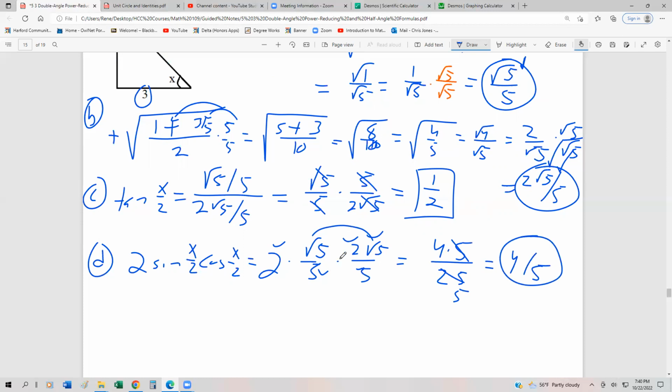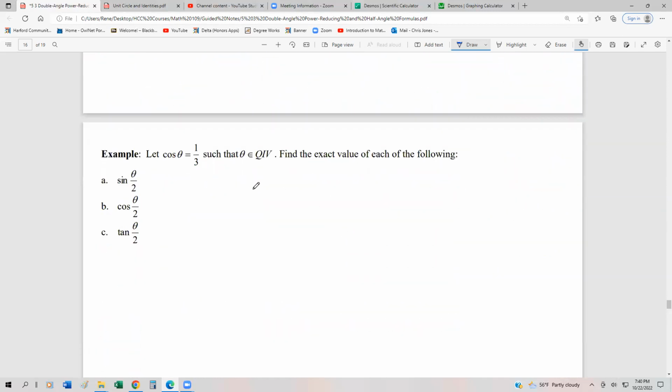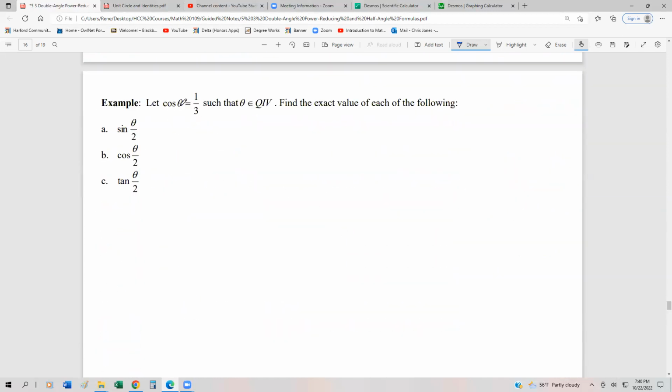Okay. All right. So another example, and this is an example we've seen for both the half angle as well as, I'm sorry, for our double angle, as well as some of our other sorts of problems. We have a given angle, so we have cos of theta equals 1/3, theta is in quadrant 4. So we want to find the exact value of the following.